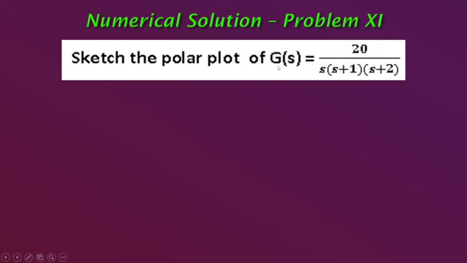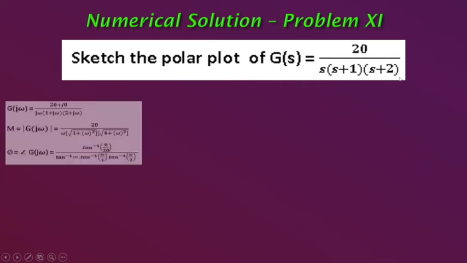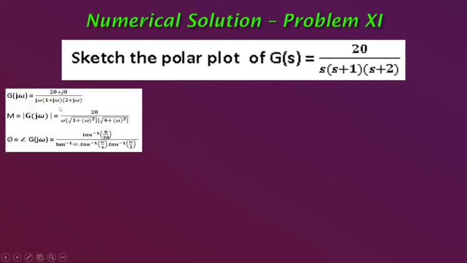Sketch the polar plot of G(s) equal to 20 divided by s into (s plus 1) into (s plus 2). Put s equal to j omega, then taking magnitude: 20 divided by omega, times root over 1 plus omega square, times root over 4 plus omega square. Taking phase angle: tan inverse 0 by 20, that means 0 angle; tan inverse infinity, tan inverse omega by 1, tan inverse omega by 2.